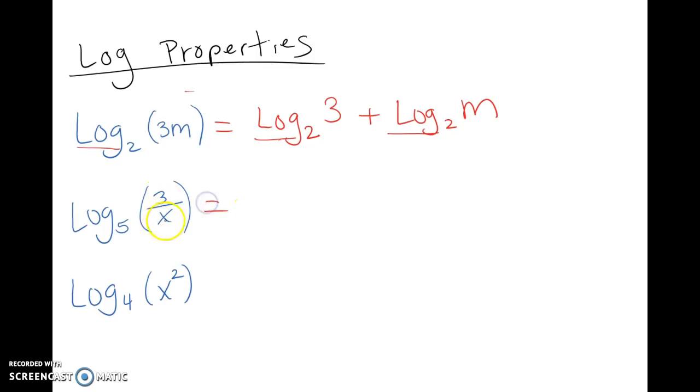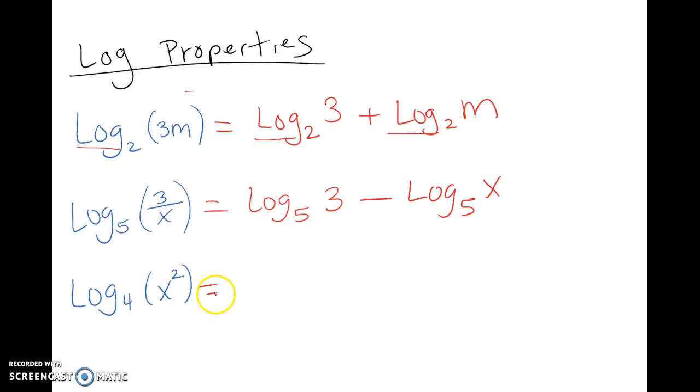For this next property, we have log base 5 of 3 divided by x. And what we do when we have that division is we get log base 5 of 3. Well, if multiplication was addition, then division is going to be subtraction. So I'm going to subtract log base 5 of x. Something to note here is that what's on bottom is what's being subtracted. So we didn't put log base 5 of x. No, we put log base 5 of 3, right? Because that's what was on top, and then we subtracted the denominator.